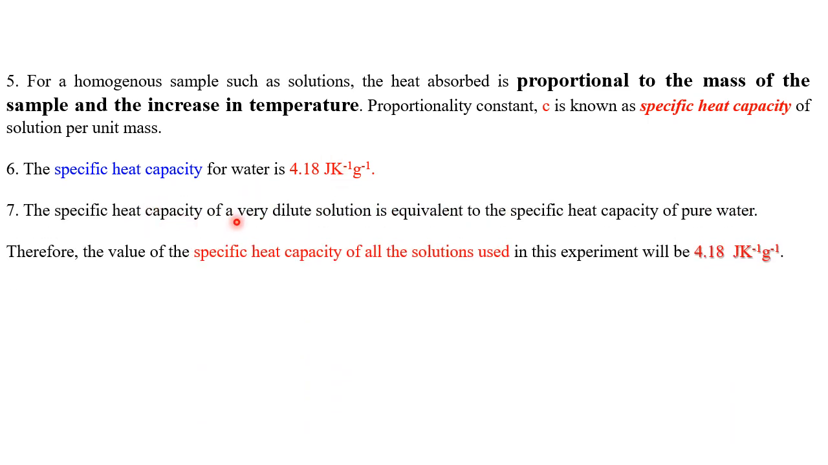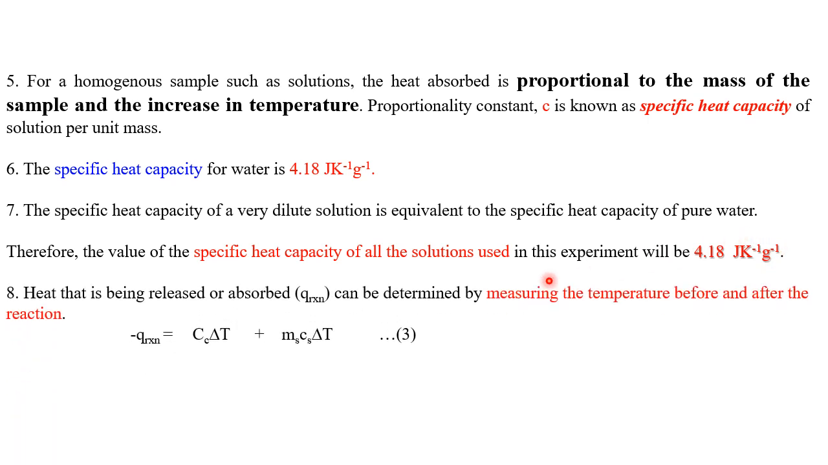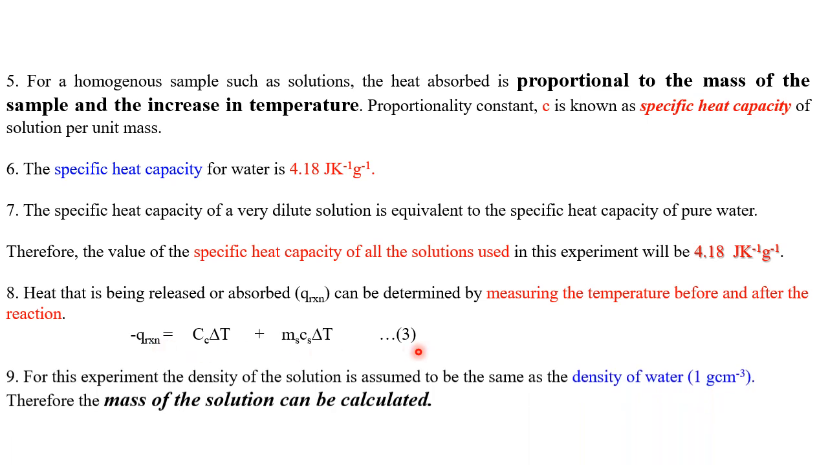The specific heat capacity of a very dilute solution is equivalent to the specific heat capacity of pure water. Therefore, the value of the specific heat capacity for all solutions used in this experiment, and in our syllabus as well, will be 4.18 joule per Kelvin per gram or joule per degree Celsius per gram. Before you proceed, you have to check the constant, okay? Heat that is being released or absorbed can be determined by measuring the temperature before and after the reaction. So this is the formula.